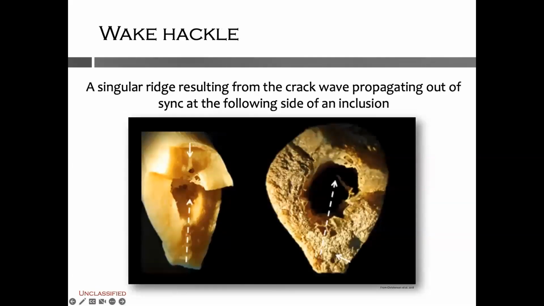Like in glass and ceramics, when a crack front propagates around a small inclusion or pore in bone, wake hackle can be seen as a singular line that extends from the following side of the pore. Again, this is caused because a crack front is splitting and the two sides of the crack wave become slightly out of sync as they pass around the pore.